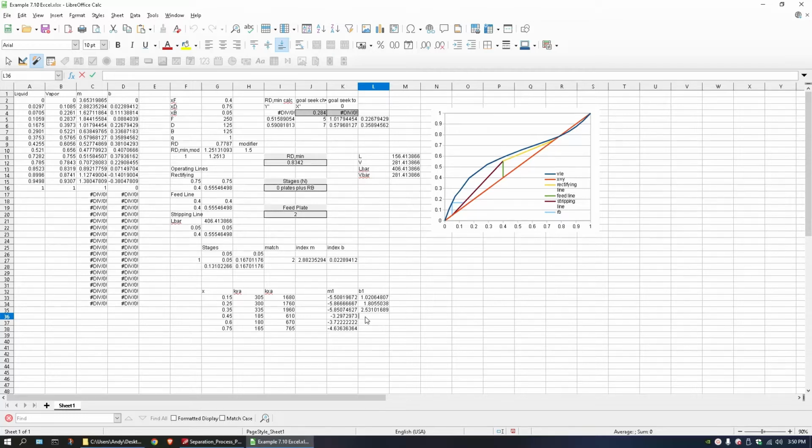I'm sorry, I said stripping section. We need to do the same thing for our rectifying section using the rectifying equation. So our rectifying equation, this would be our Y. So with that, we're going to be multiplying by this. Y minus M times our X.